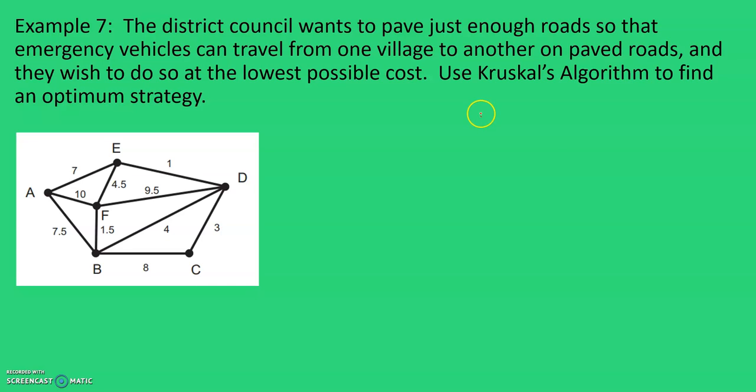So we'll start with our minimum weight, which is E to D, being 1. I'm going to put the other vertices in because we know what we want to connect. And over here we have C. So E to D is our minimum weight. Our next minimum weight is from F to B at 1.5. Go ahead and connect those. Our next minimum weight is from D to C at 3. Our next minimum weight is 4 from D to B. Oops, I wanted to put a 4.